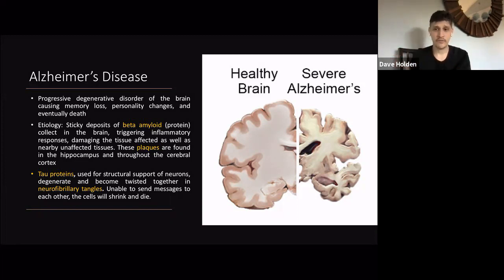This triggers an inflammation response. So as the immune system comes in, everything becomes inflamed. We start destroying the plaque, but we also destroy the nearby healthy tissue. So those plaques are generally going to be found in the hippocampus, which is the memory center. Hippocampus is where your memories are stored, and throughout the cerebral cortex.